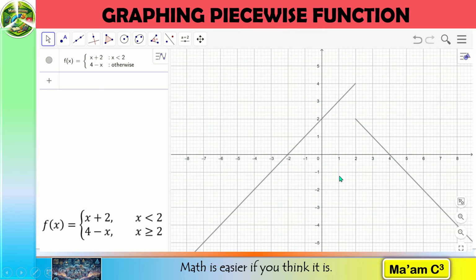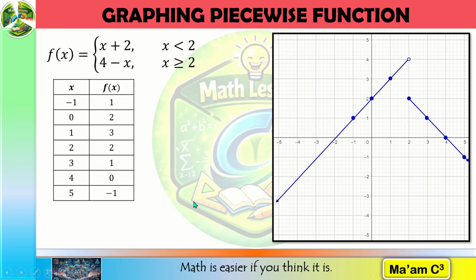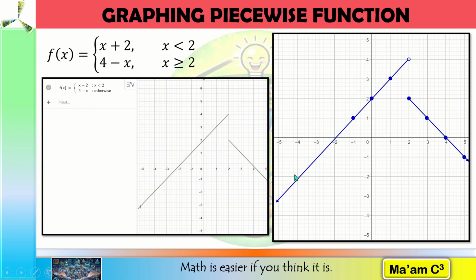Now we are going to compare this with the manual graph that we did earlier. Let's put here the graph that we did in GeoGebra and compare them. They are exactly the same. This time we're going to determine the domain and range of our graph.